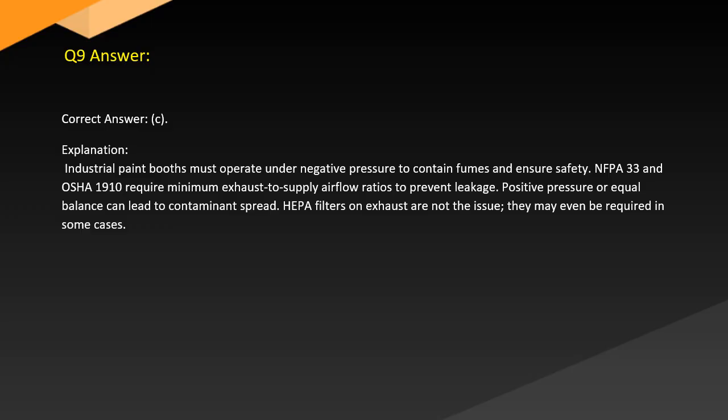Answer. Correct answer: C. Explanation: Industrial paint booths must operate under negative pressure to contain fumes and ensure safety. NFPA 33 and OSHA 1910 require minimum exhaust to supply airflow ratios to prevent leakage. Positive pressure or equal balance can lead to contaminant spread. HEPA filters on exhaust are not the issue. They may even be required in some cases.